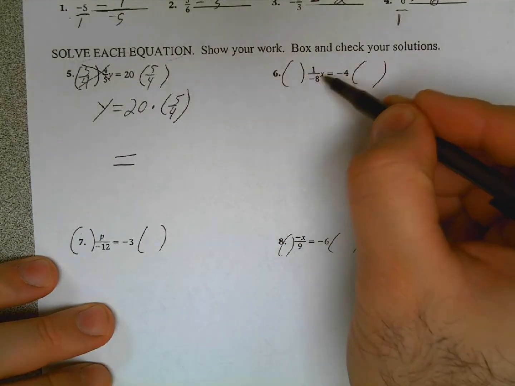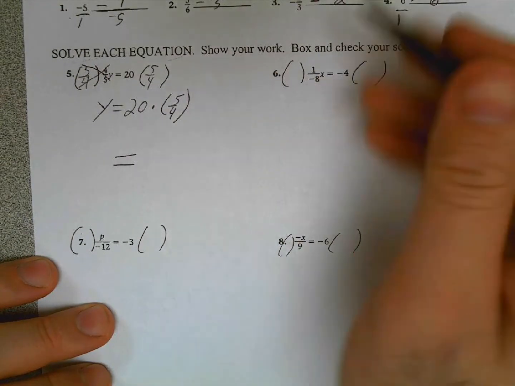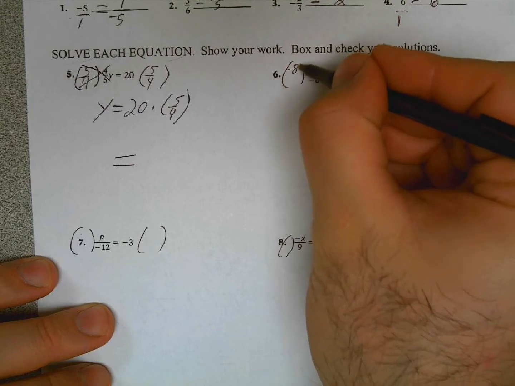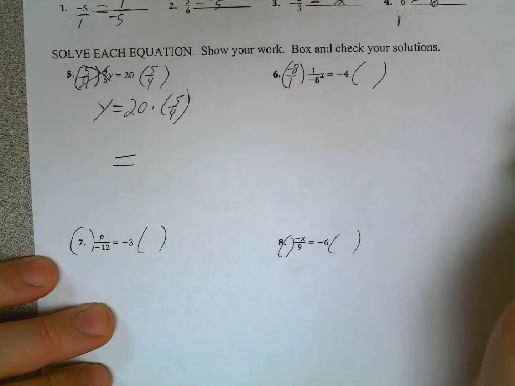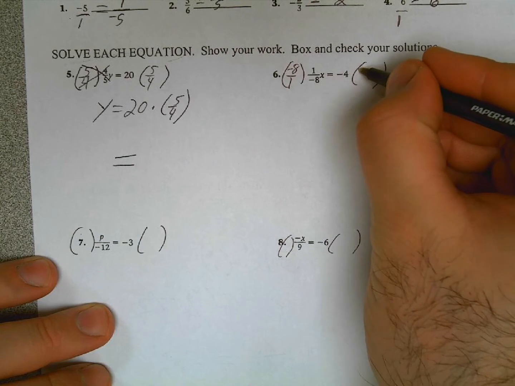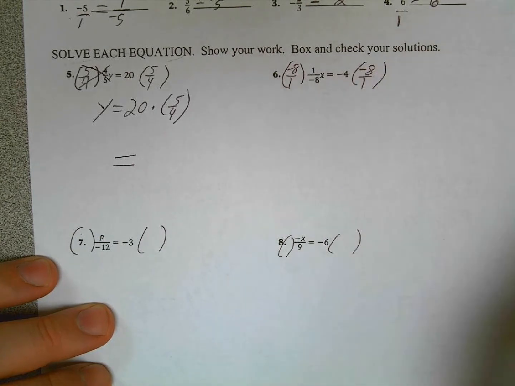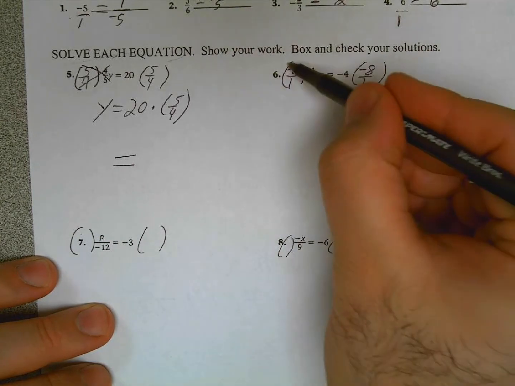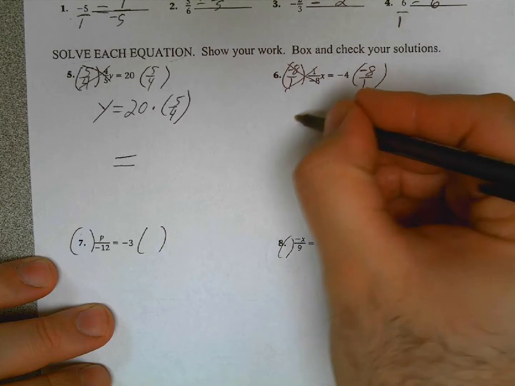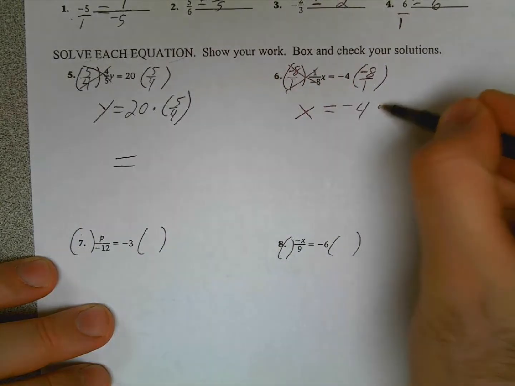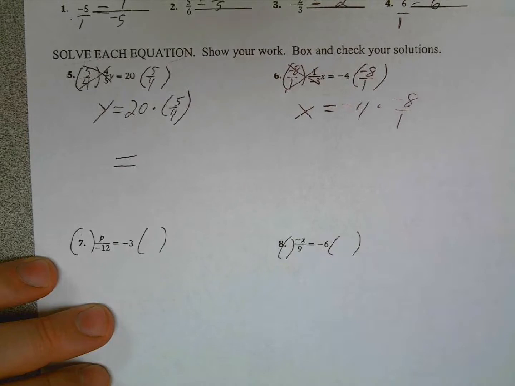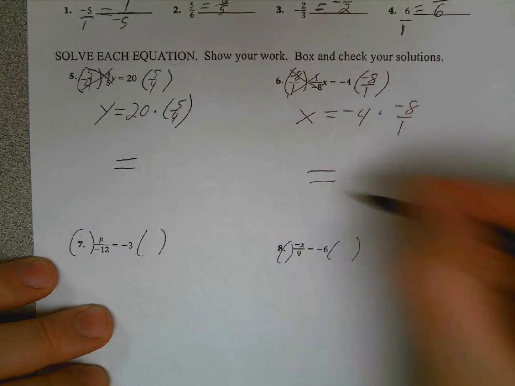Find the reciprocal of 1 over 8. Well, negative 8 over 1. See, so watch the signs. Make sure you bring the negative with that too. Whatever you do to one side, you got to do to the other. Okay? So the 8's cancel out, the 1's cancel out. You're left with 1x equals negative 4 times negative 8 over 1. All right? You put that in the calculator. You tell me what you get for x.